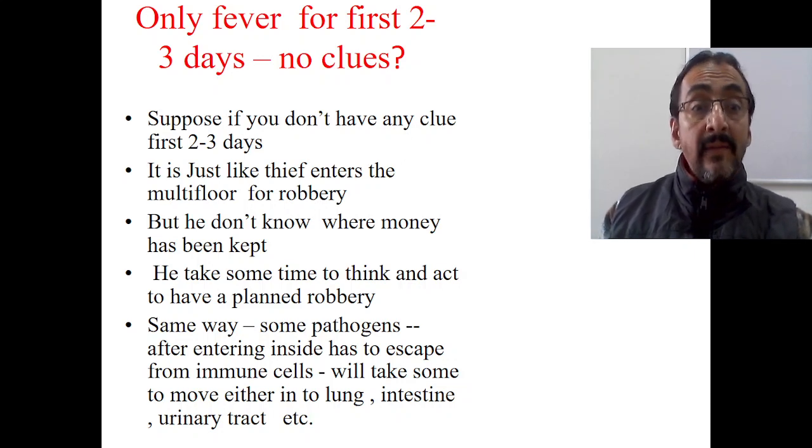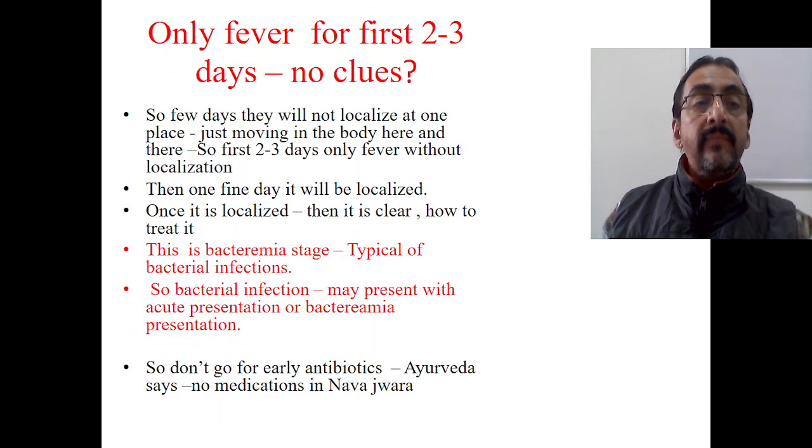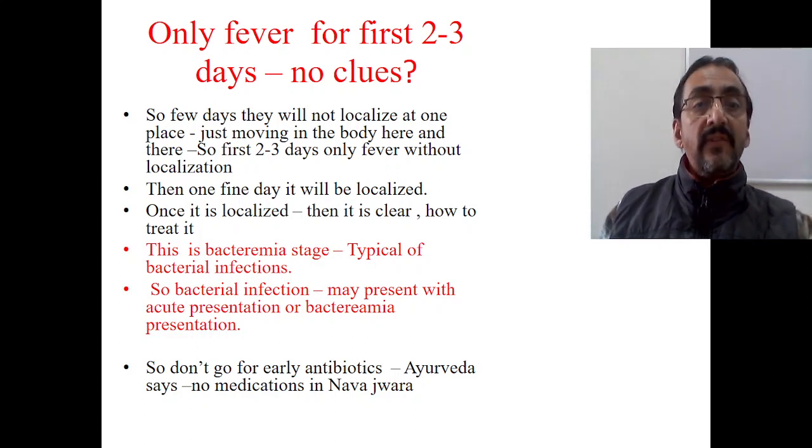In the same way, some pathogens after entering the body have to escape from the immune cells. They have to secure their protection, isn't it? So it will take some time and they will move here and there. Then they will find some important anatomical place. For the first 2 to 3 days they will not localize at one place, just moving in the body here and there. Therefore, we will only have the fever without any localization.